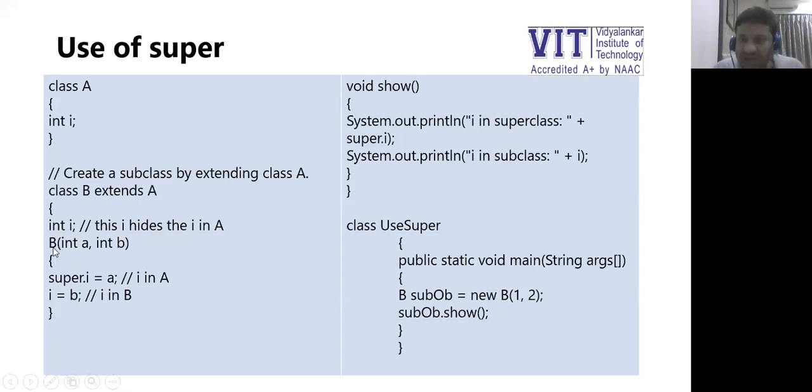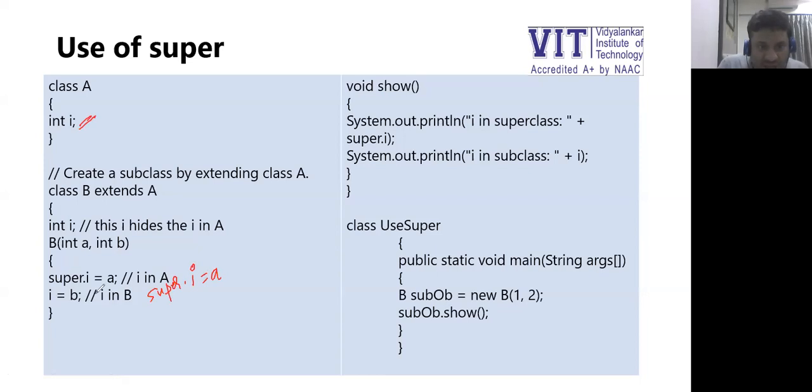So in the class B constructor, I should assign values to two i's. So A and B, two variables. Now here I want to access i of class A. See, here we have an i method. If I simply write i equal to A, then this i will be of class B. I want to access i of class A, so I'll write super dot i.